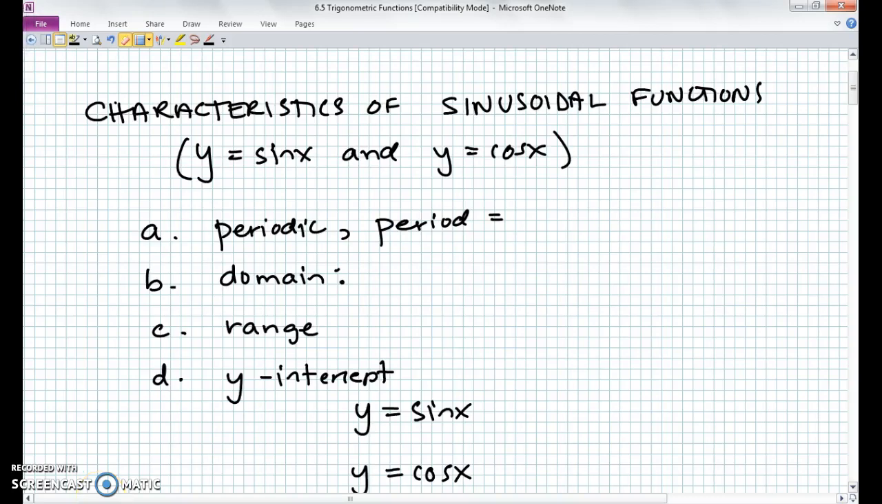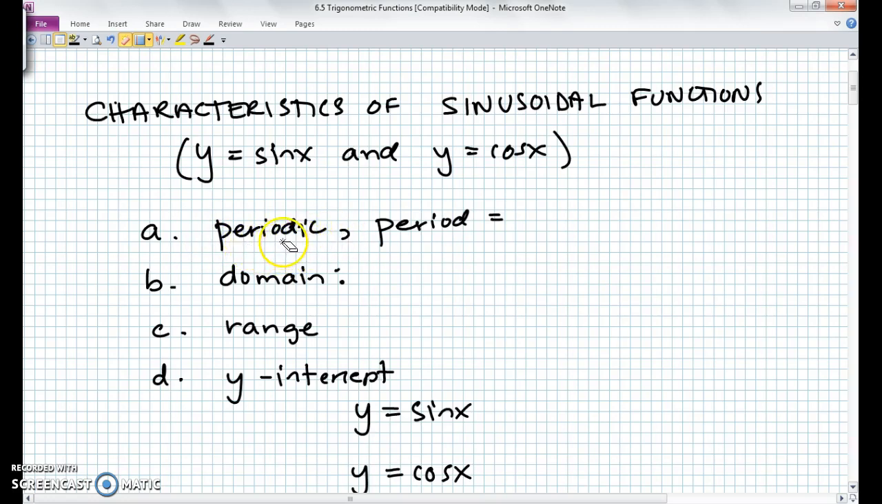So, characteristics of sinusoidal functions. Sinusoidal functions are graphs that look like sine waves. And as we've seen, the cosine wave looks just like a sine wave that's been shifted over. So sine x and cos x are both sinusoidal functions. One of the characteristics of a sinusoidal function is that they are periodic. In other words, they repeat themselves.